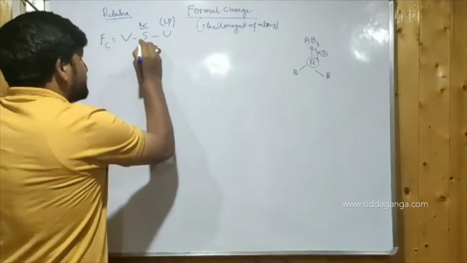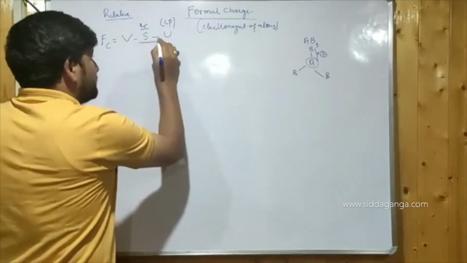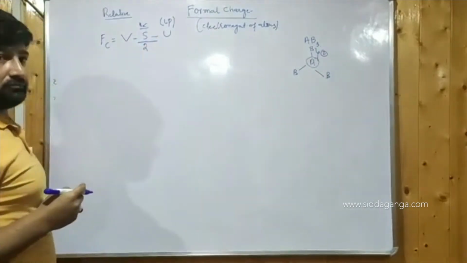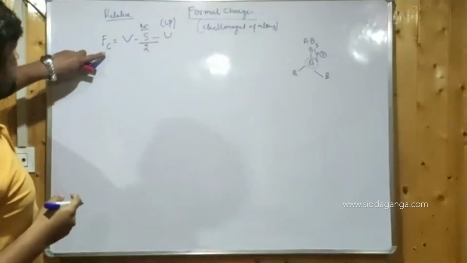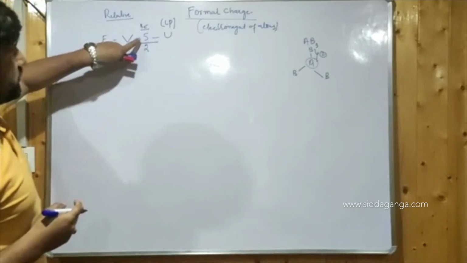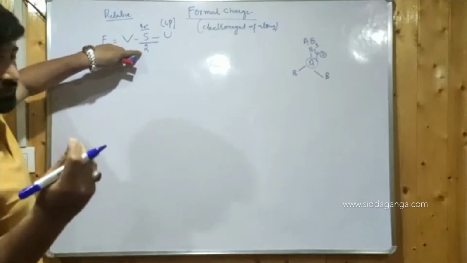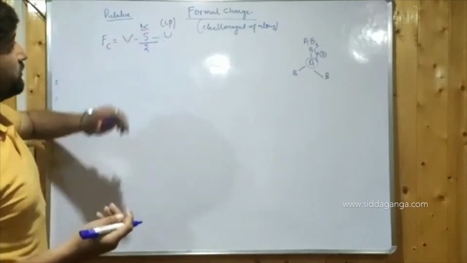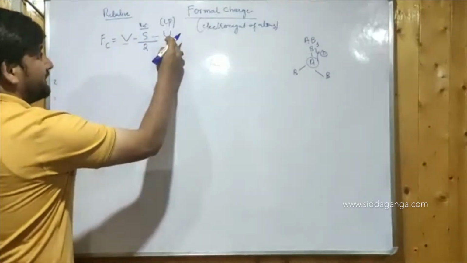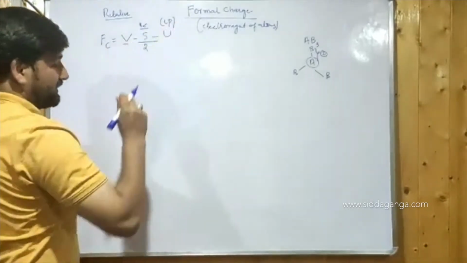So the shared electrons, they are between how many atoms? 2 atoms. So we'll say S by 2. So formal charge on an atom equals the number of valence electrons minus shared by 2, because it's between 2 atoms, minus unshared, which are lone pair of electrons. So these are your valence electrons, these are shared electrons, and this is lone pair of electrons respectively.